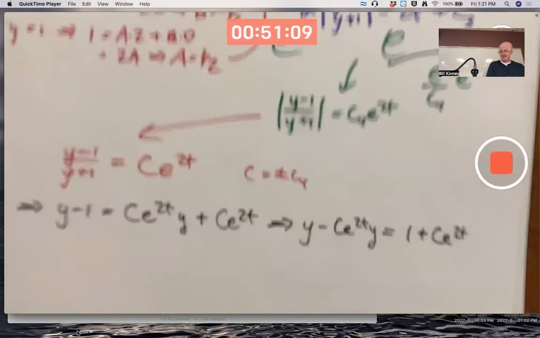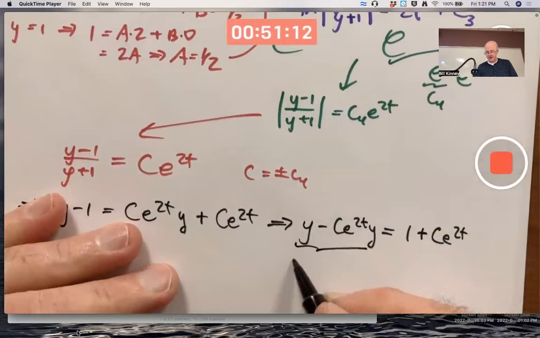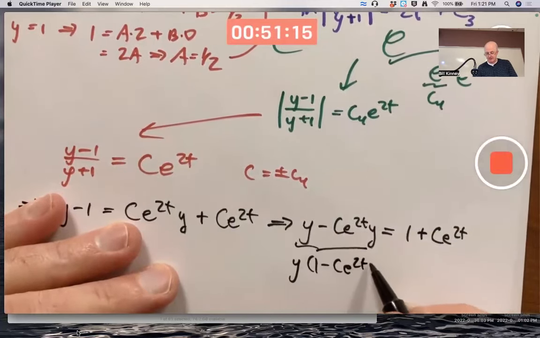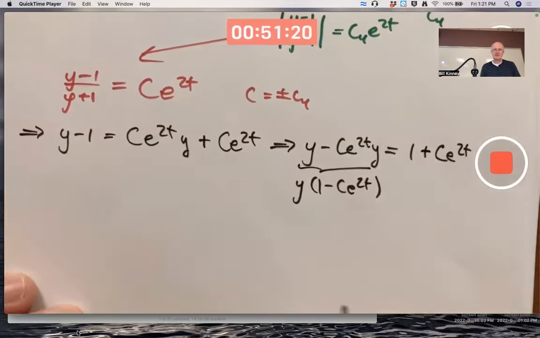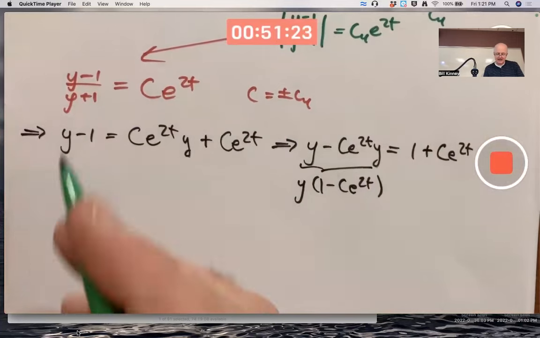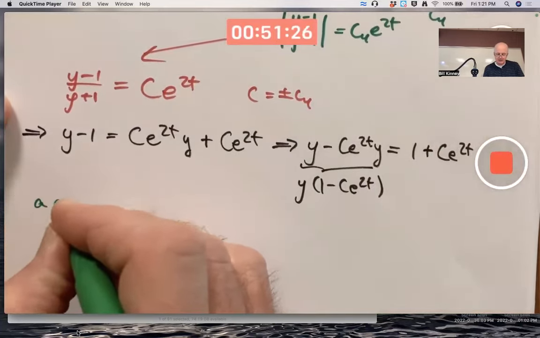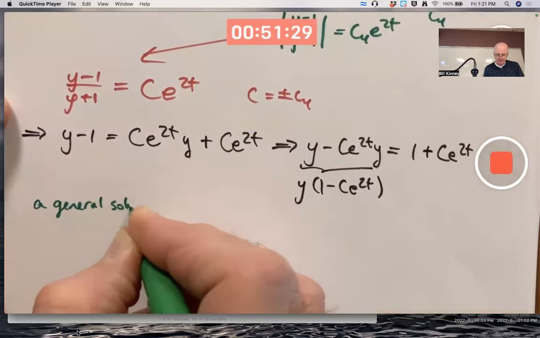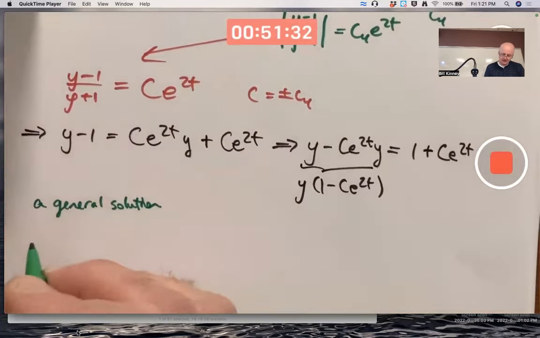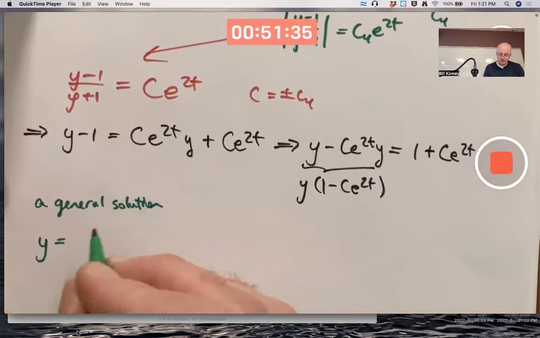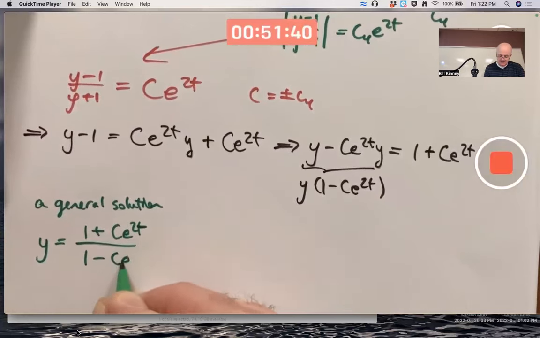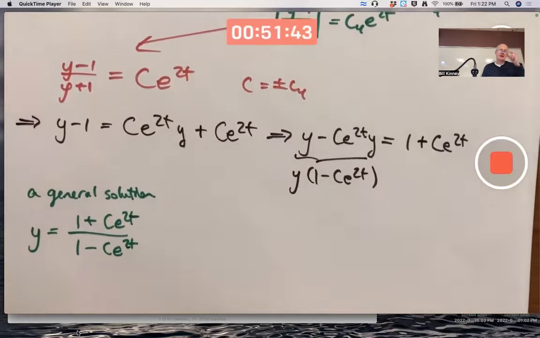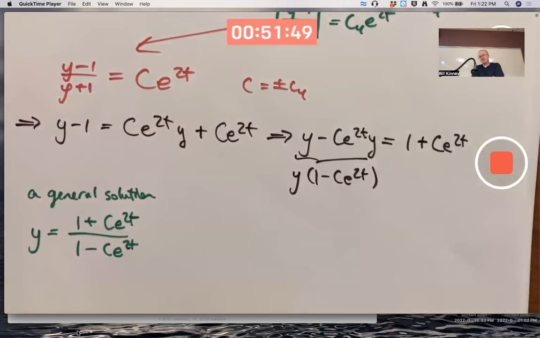I'm almost done. Factor out a y there. And then just divide both sides by that. So if we have not made a mistake, it appears that a general solution is y equals 1 plus c e to the 2t divided by 1 minus c e to the 2t. Now you could do various things to this to write it in other ways, but this seems pretty decent.